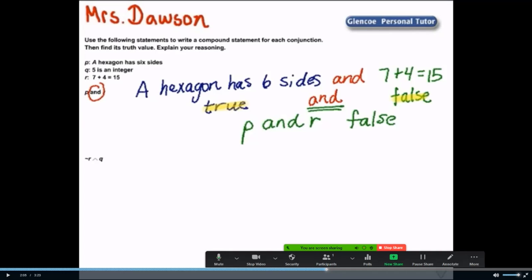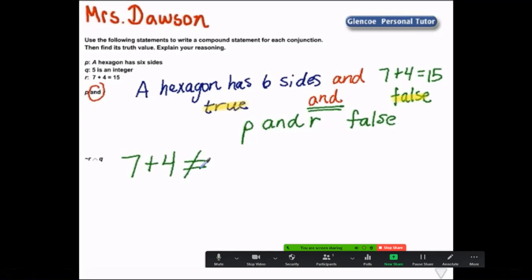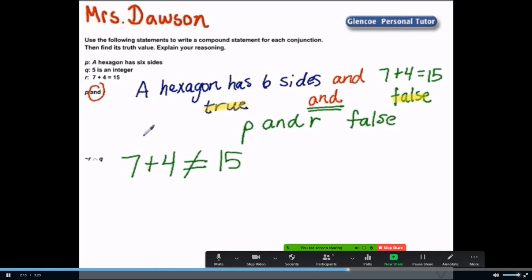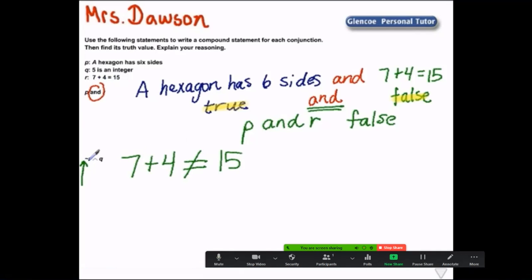So think about what you think they could do to make 7 plus 4 equals 15 be the opposite of that statement and see if you're right. We use green for R. 7 plus 4 is not 15. That's it. The original statement was 7 plus 4 equals 15. That symbol negates it, which gives us 7 plus 4 is not equal to 15. And this is a true statement. Okay, we're looking for the conjunction of these two statements. So we'll use an and.